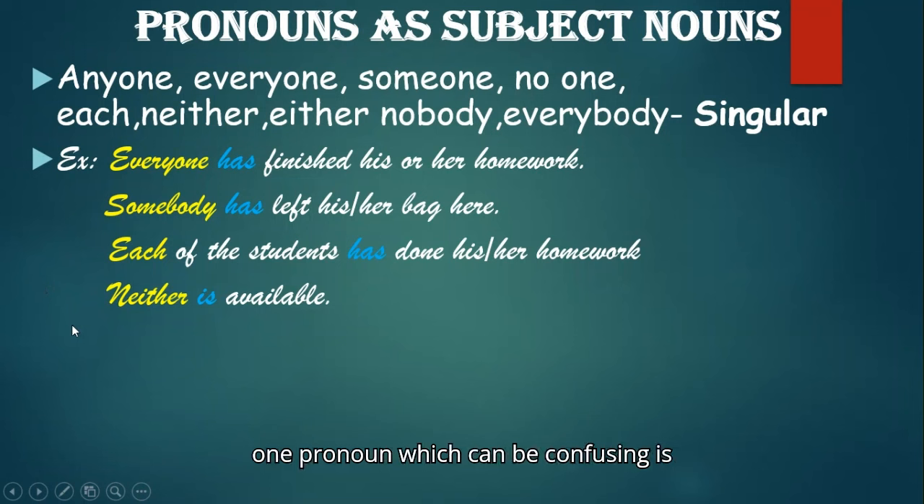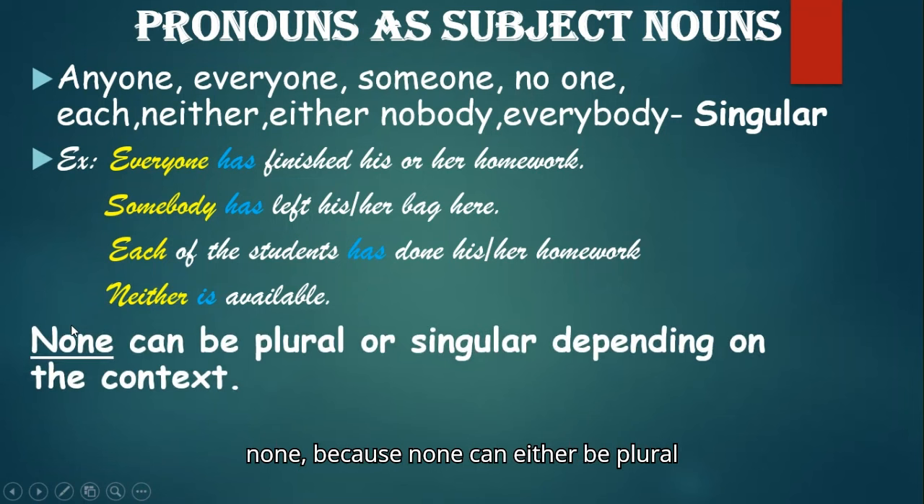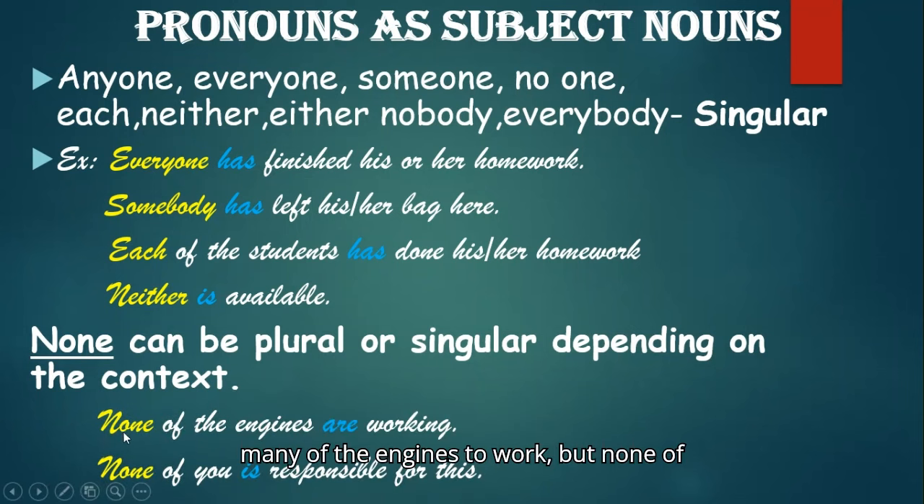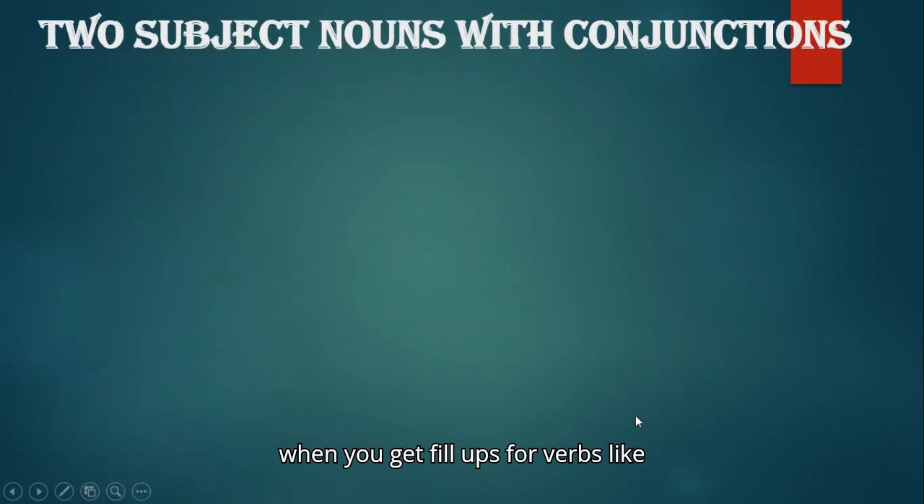Now, one pronoun which can be confusing is none, because none can either be plural or singular and it depends upon the context again. Now, none of the engines are working. So maybe we expect many of the engines to work, but none of them are working. And when we say none of you is responsible for this, so not a single one of you is responsible for this. That is what is meant here. So when you get fill-ups for verbs like this, you need to read the sentence and draw the meaning. Now in cases where there are more than one subject nouns and they occur with conjunctions.